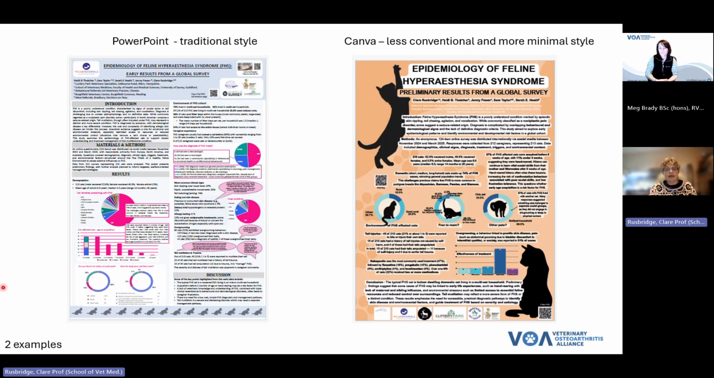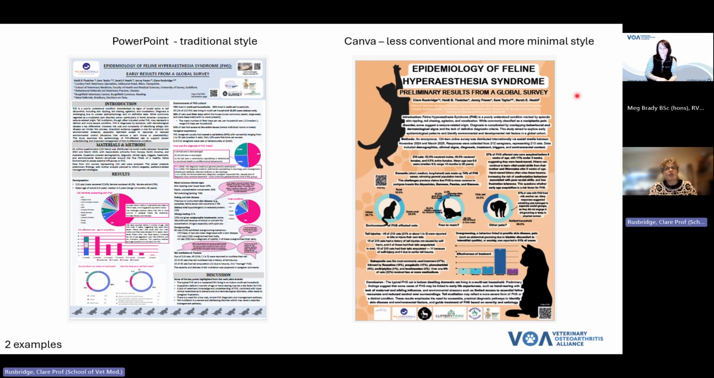The other thing is that they should be able to read it from a distance. So in many ways, this one fails. This one is much more effective. People can see that from a long way off what this is about. They should be able to understand the message from at least a meter away.